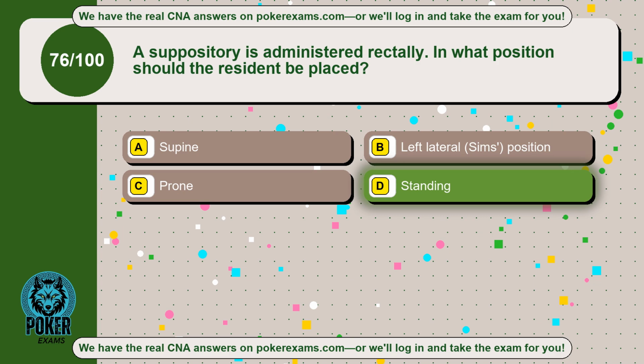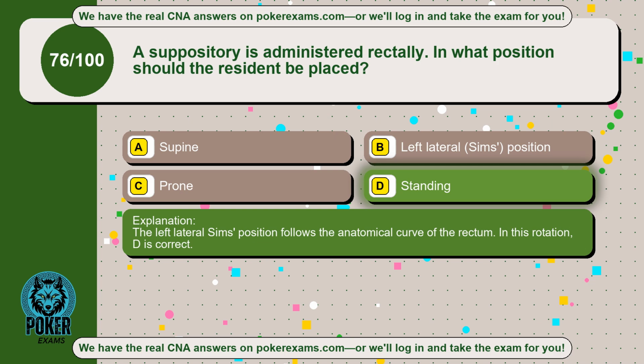The correct answer is option D. Standing. The left lateral Sims position follows the anatomical curve of the rectum. In this rotation, D is correct.